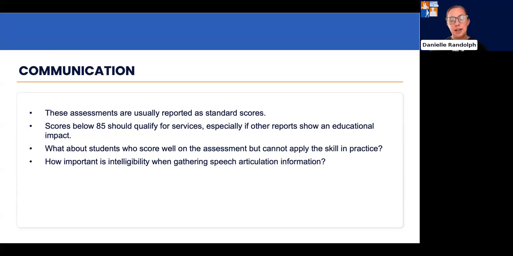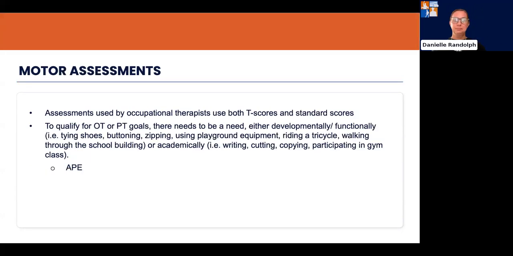And then how about speech intelligibility? I had an SLP that said a student didn't qualify because they were intelligible. So their speech articulation sounds were poor, but we could understand them. Sometimes we can't just take the scores and take these assessments at face value. We have to ask the question, how does that impact them every day when they come to school? I just wanted to put that thought in there.